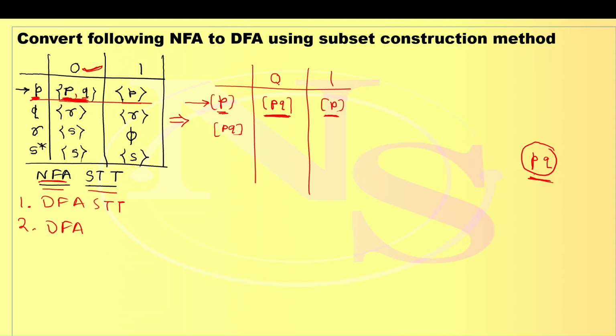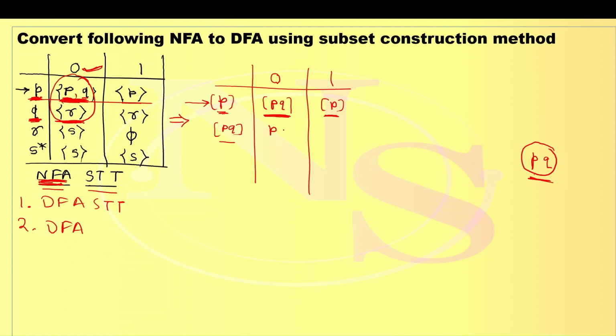Now PQ reading 0. Check the NFA table. We are deriving the DFA table with the help of the NFA table. So PQ reading 0: here is a P, here is a Q. Even though in the DFA table PQ is one state, in the NFA table P and Q are two separate states. To find PQ reading 0, take the P row as well as the Q row on reading 0. P reading 0 goes to PQ, Q reading 0 goes to R. So combine this: P comma Q, R. So combine this, PQR.